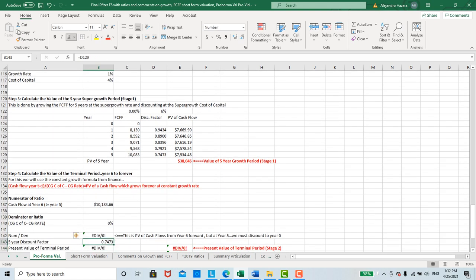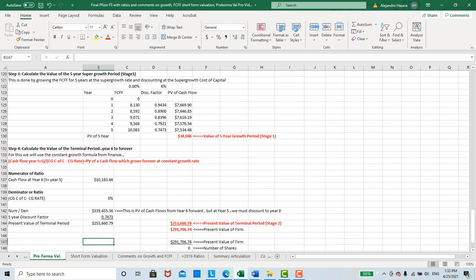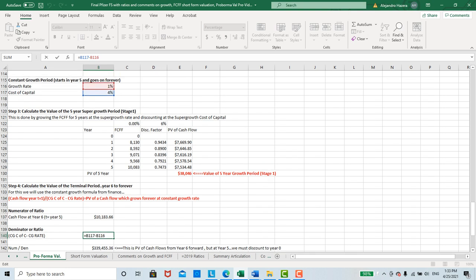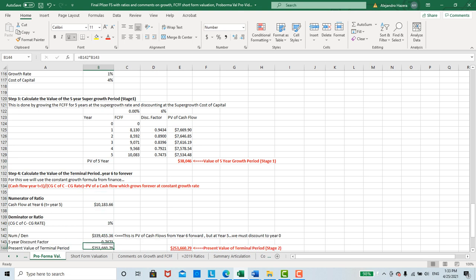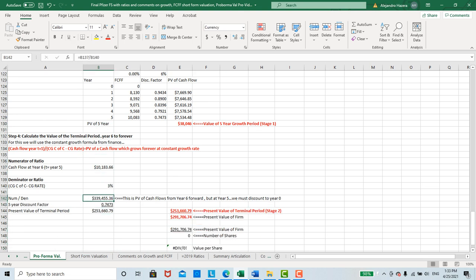Now this number should equal your denominator, and your denominator should equal the difference between cost of capital and the growth rate. I brought this down in a sense. Notice that we're taking our 6th year cash flow, because we grew the 5th year by 1%, and we're dividing it by the difference between the cost of capital and the growth rate. And then if we do that, it gives us $339 billion.